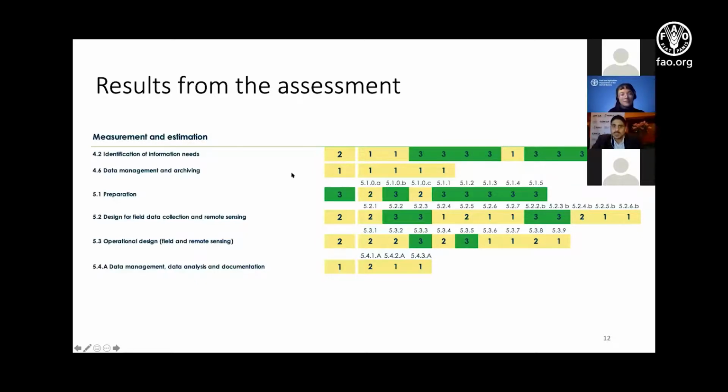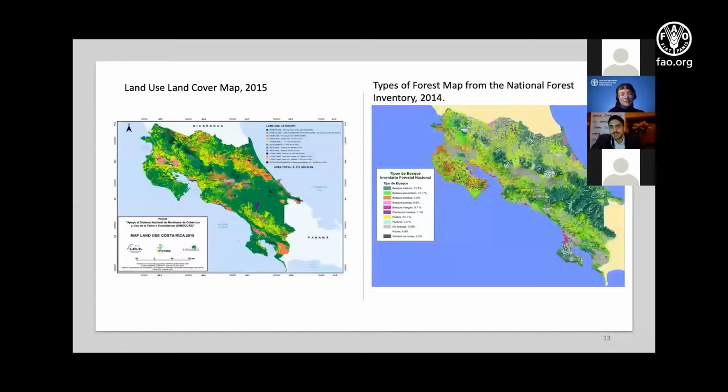The country is systematically improving its measurement and estimation capacities. Here, I'm showing two of the latest maps that we have produced based on different reporting needs and generated by different institutions, but that are complementary to each other. The land cover map on the left was made for the national greenhouse gas inventory, and the other map on the right shows the types of forests, made for the national forest inventory.